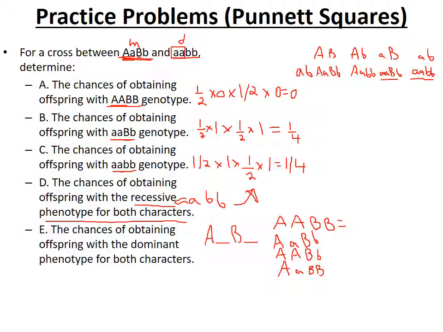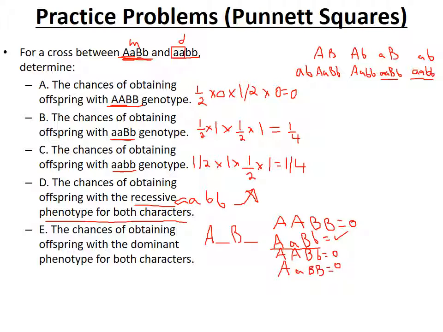I mean, do I even need to include some of these? In this situation, I can't get a big A, so that's a 0% chance. In this situation here, can I get big A, little a, big B, little b? Yeah, I can get that in this situation, so that's a possibility. Can I get big A, big A, big B, little b? No, I can't get this. I can't get big A, so 0% chance there. Can I get big A, little a, big B, big B? No, I can't get that either. That's a 0% chance. So there's only really one way for me to have the dominant phenotype for both, and it's this method here.